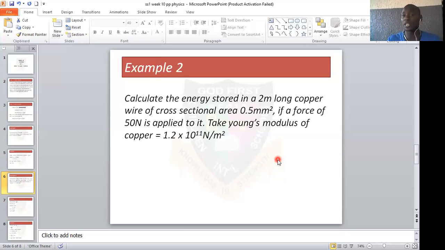You are given the original length to be 2 meters. You are given the cross-sectional area to be 0.5 millimeter squared. You are given the force to be 50 Newton, and the Young modulus to be 1.2 times 10 to the power 11 Newton per meter squared. Look at this now. You have to calculate the energy.